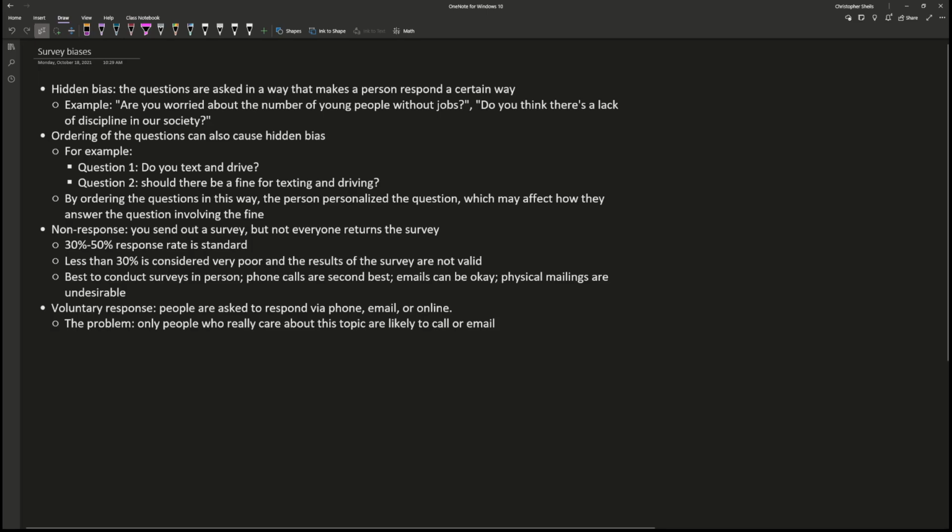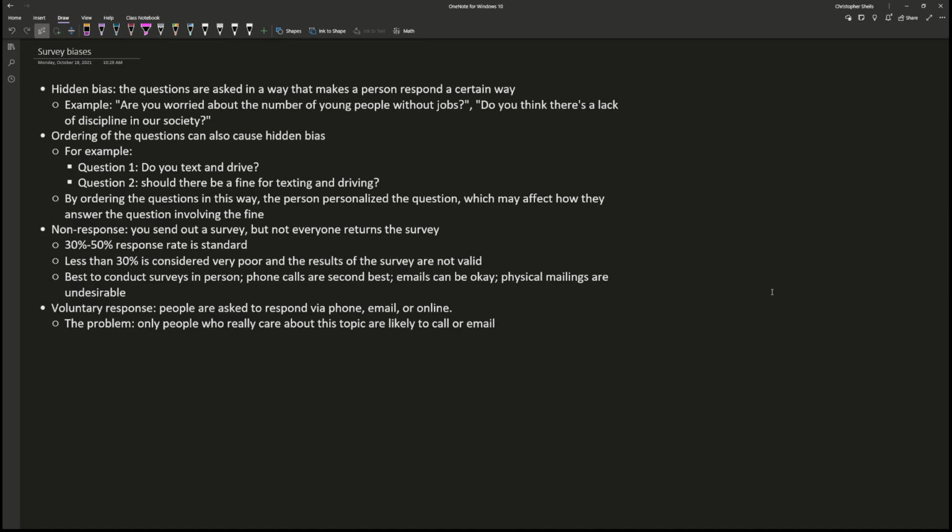We also have a non-response bias. This is when you send out a survey, but not everyone returns the survey. A 30 to 50% response rate is pretty standard. Below that is considered really poor, and you would typically say that your results from the survey are not valid. It's always best to conduct surveys in person, but doing so is very time and cost consuming.